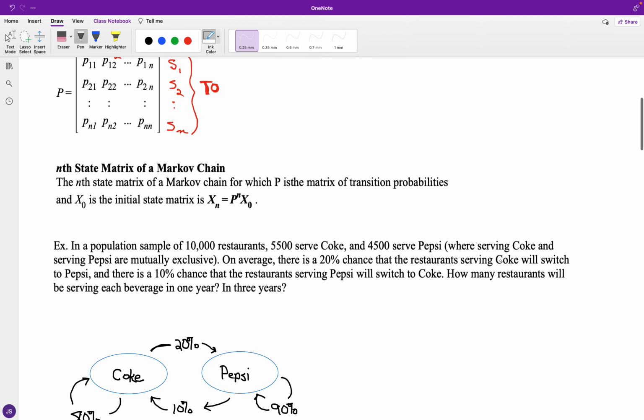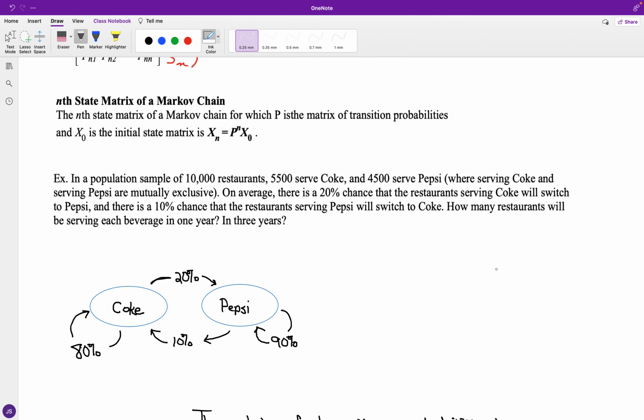Just looking at what we have, I have a couple of ovals consisting of Coke and Pepsi, and just looking at the numbers. You have 20%, in reference to switching from Coke to Pepsi, and 10% going from Pepsi to Coke. And then with the clockwise patterns here, you have 80%, the likelihood that a restaurant serving Coke will stay with Coke, and 90% for those serving Pepsi staying with Pepsi.